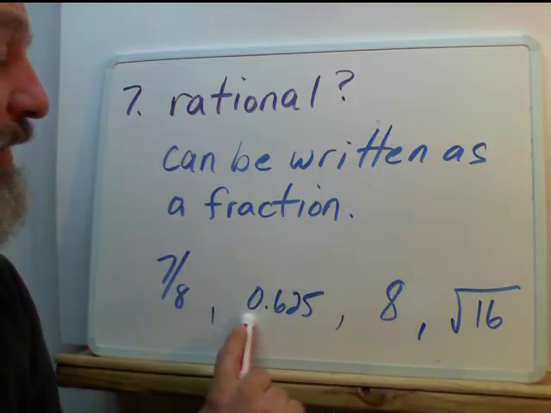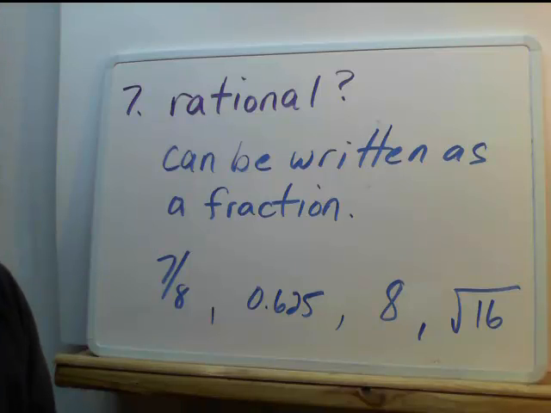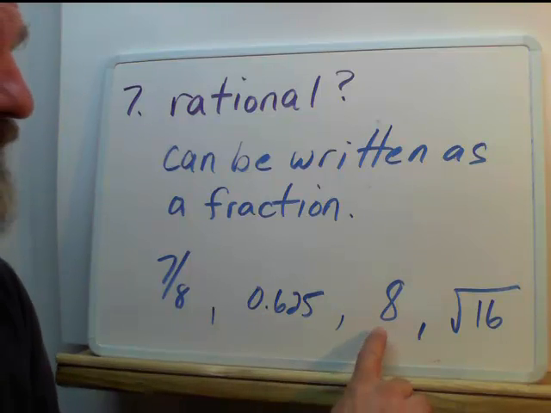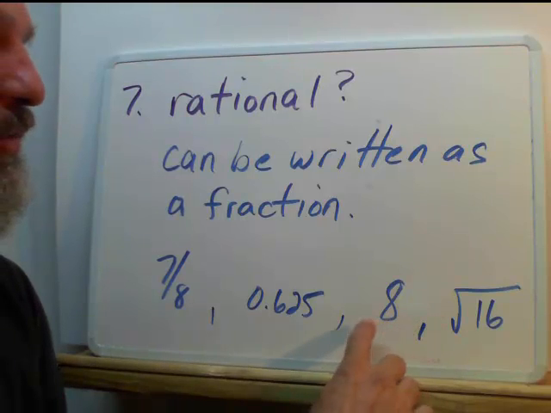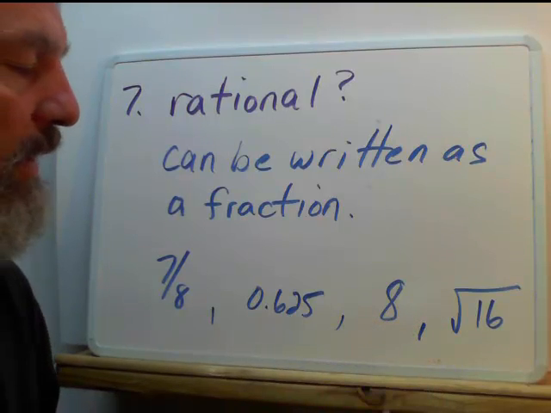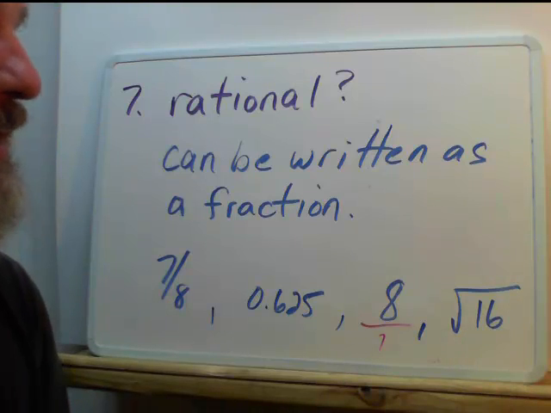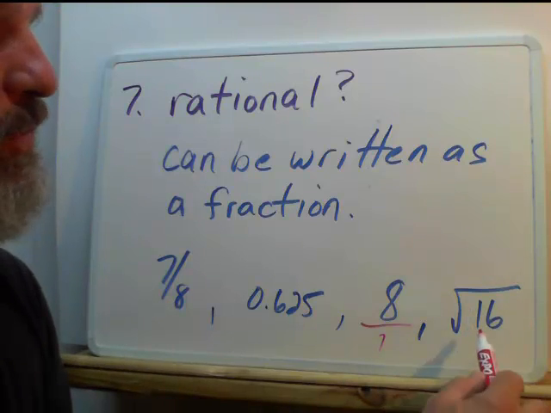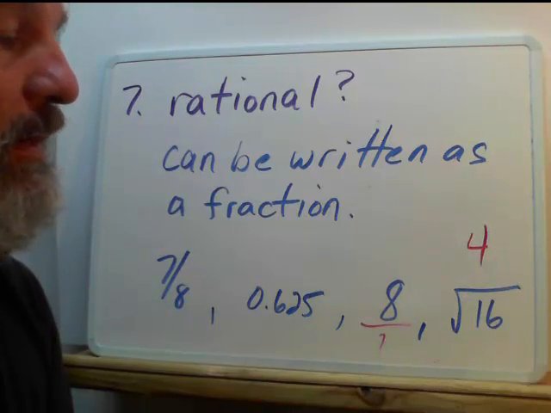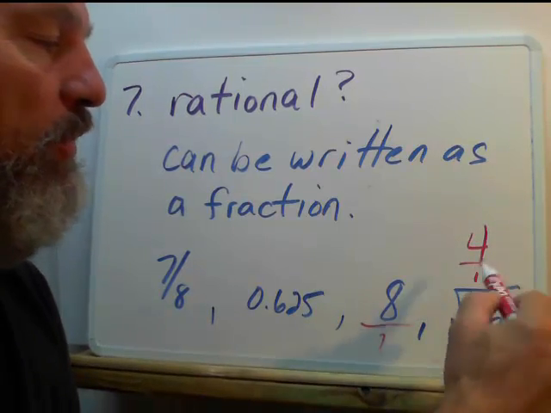But some people forget that this is actually a rational number as well, because we can write that as 625 one-thousandths. 8 is also a rational number because we can write it as 8 over 1. And lastly, the square root of 16 is a rational number because the square root of 16 is, of course, 4, which could be written as 4 over 1.